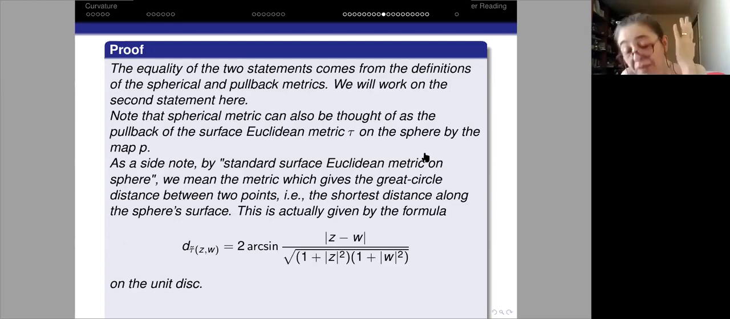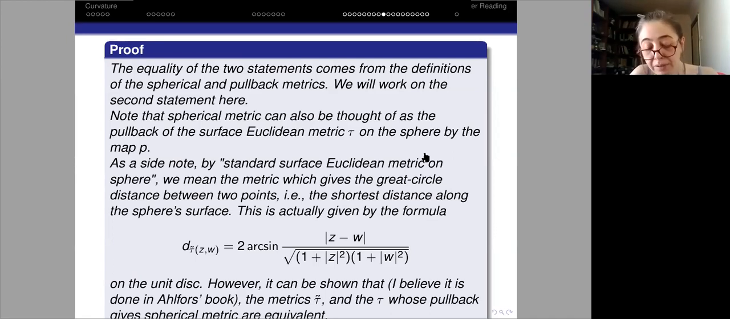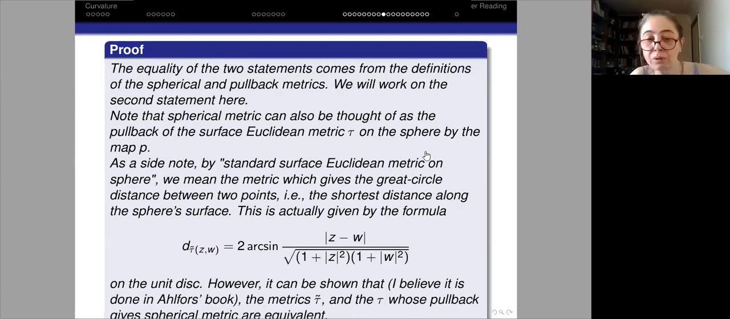But we actually don't use this to derive our equations. It can be shown, and I believe it is done in Ahlfors' complex analysis book, or it is given as an exercise, that the metric tau, the one we are using here, whose pullback gives the spherical metric. It's a rather lengthy exercise, so I won't do it. You can check Ahlfors' book, or this might be given in differential geometry textbooks or complex analysis textbooks. Most probably as an exercise or an example, you can find how it is done elsewhere. So we won't be doing all those details.